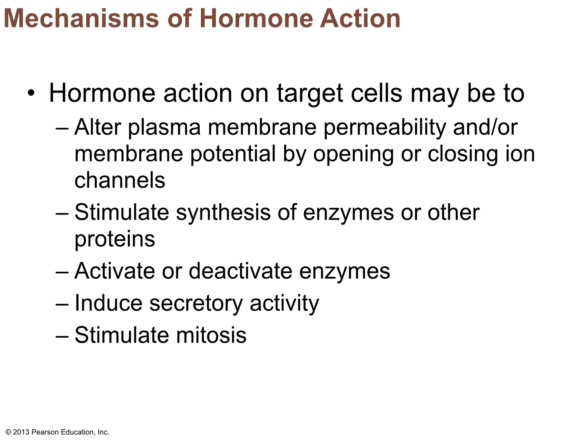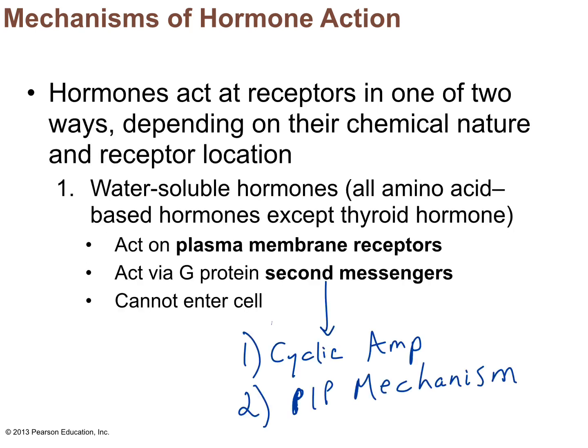It just gives you the general actions of hormones on target cells. We'll get into more specifics of each hormone and what each hormone does. Now, another classification we have here are water-soluble hormones and lipid-soluble hormones. Your water-soluble hormones are going to be all of the amino acid-based hormones except for thyroid hormone, which is amino acid-based, but it's not water-soluble.